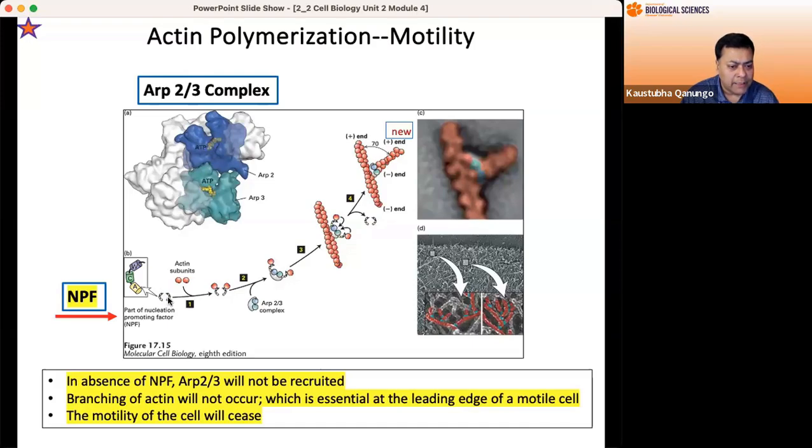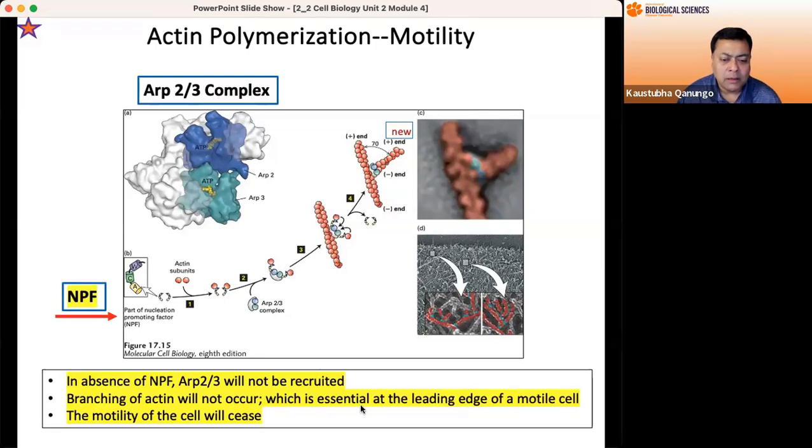This is your nucleation promoting factor, step 1. Then you have the actin added on top of that. Then you have nucleation promoting factor, actin, nucleation promoting factor, actin, and in the middle, you have the ARP2/3 complex. This is the complex which can associate with the actin on the side, not at the plus end, not at the minus end, but on the side. And from that site, you can grow another filament, which is basically the branching process. So just remember that in the absence of NPF, this ARP2/3 will not be recruited.